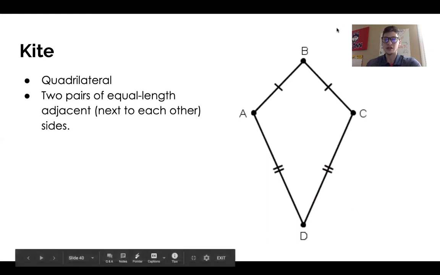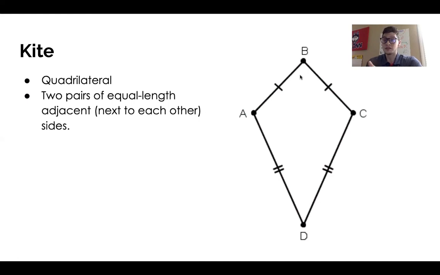And you see that picture of a kite there, and you might have seen a kite flying at the beach before. Now that's something that you can look at, right? Understanding that it's a quadrilateral with 2 pairs of equal sides that are next to each other. That's what that fancy word adjacent means.